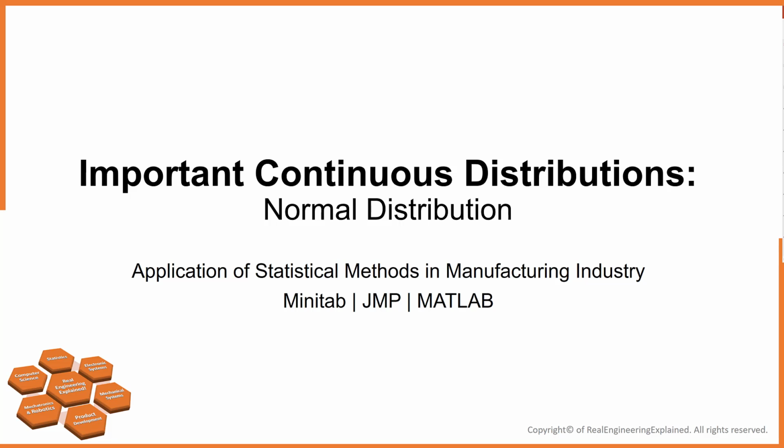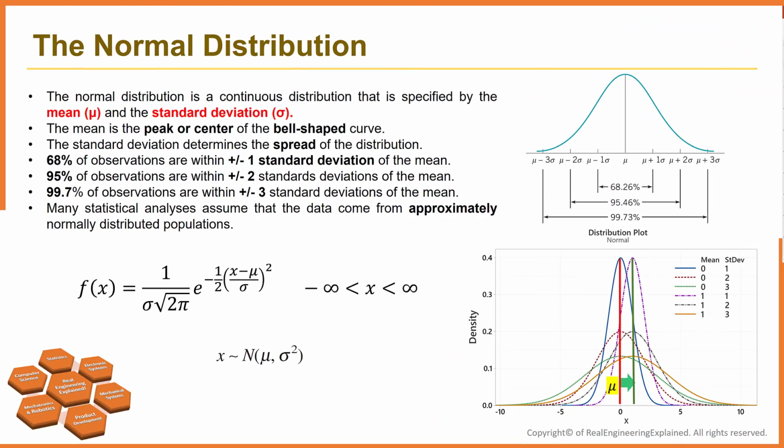In this video, we will be looking at the normal distribution. The normal distribution is probably the most important distribution in both the theory and application of statistics. The normal distribution is specified by the mean, the Greek letter mu, and the standard deviation sigma. The visual appearance of the normal distribution is symmetric and has a bell-shaped curve.